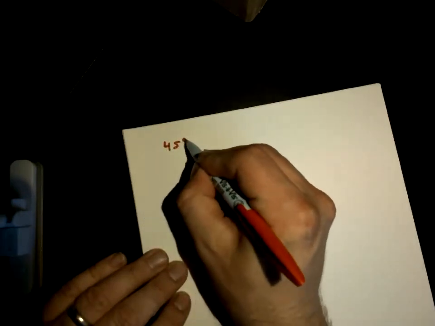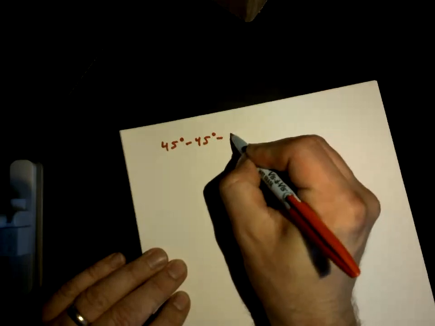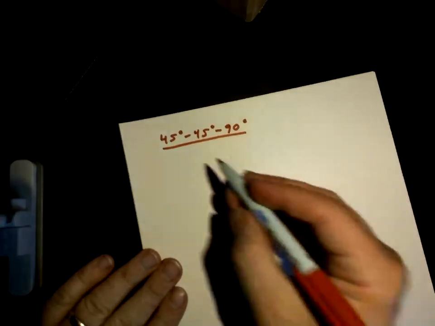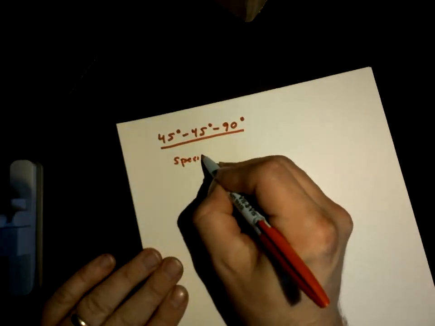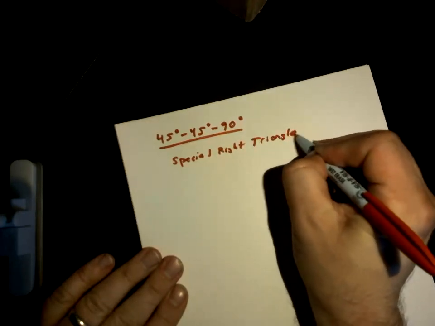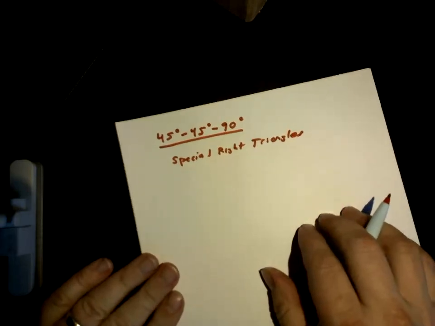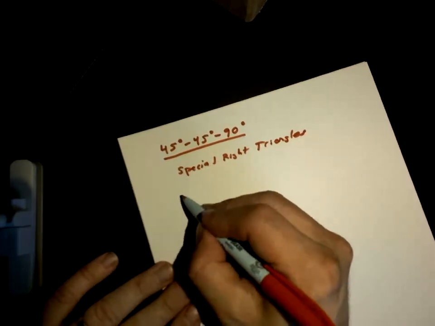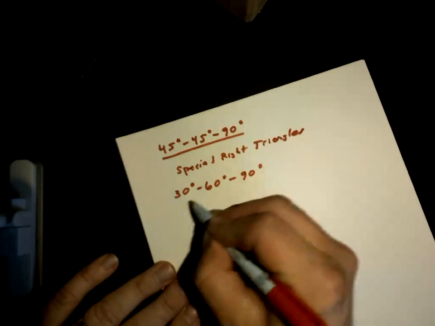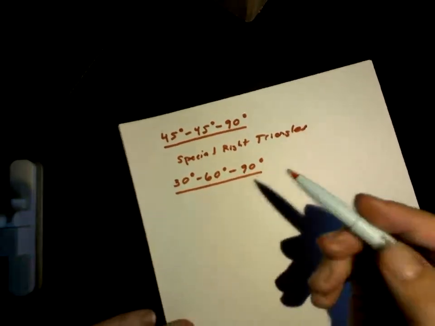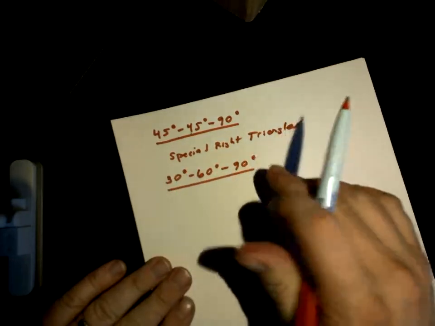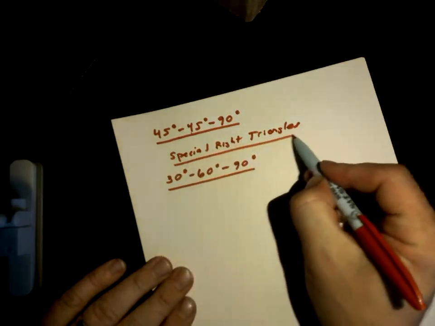So 45 degrees, 45 degrees, and 90 degrees is what we call one of the special right triangles. The reason they're called special right triangles is they have a lot of good characteristics that you can use and also remember. When we do this in class, it makes more sense as we go. So you have a 45-45-90 and a 30-60-90. These are the only two special right triangles.